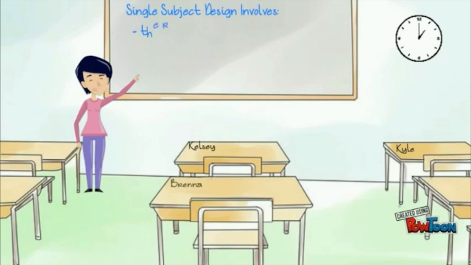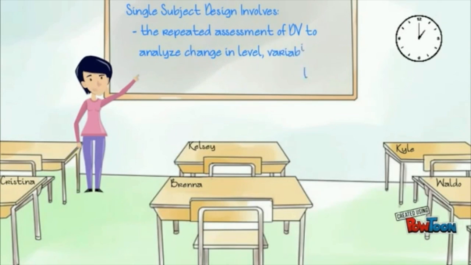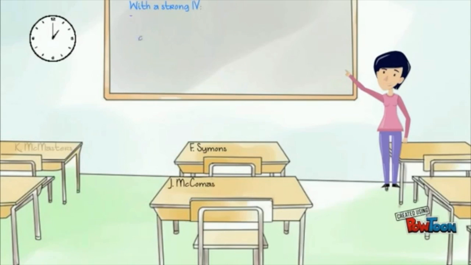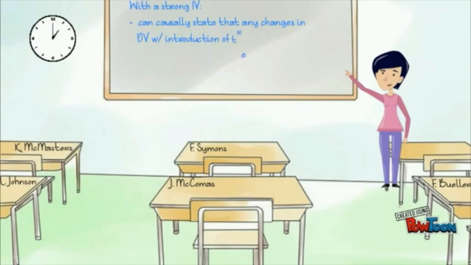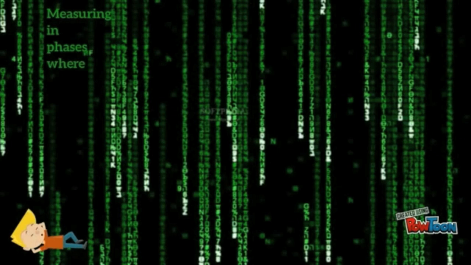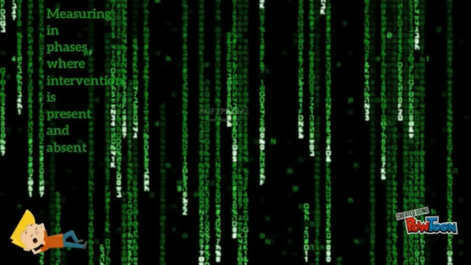Single subject designs involve the repeated assessment of dependent variables on an individual participant while manipulating 1 independent variable at a time. With this level of control, single case design researchers can look at the actual change in level, the trend of the data, and the immediacy of a change in the level to determine the extent of an effect. As such, with an IV that is strong enough, researchers are able to causally state that any change in the dependent variable with the introduction of intervention is the result of the intervention. A comparison of phases is essential for determining if there is an effect. Measuring in phases where intervention is present and absent.